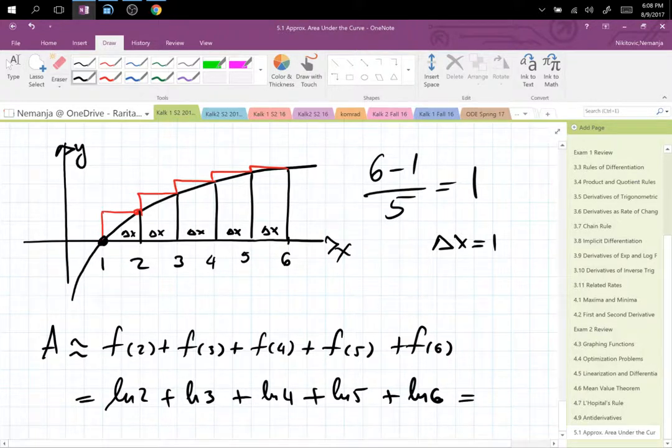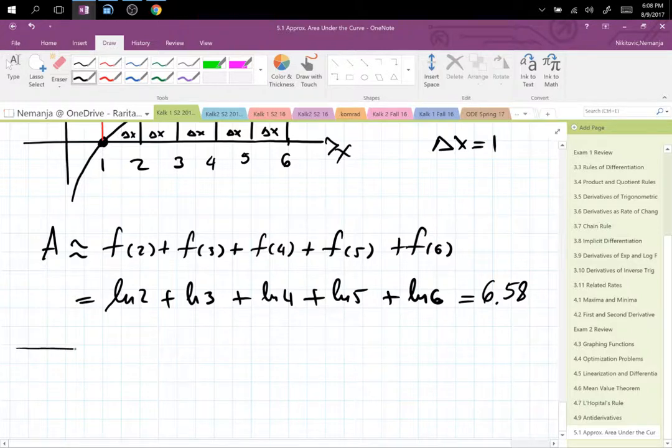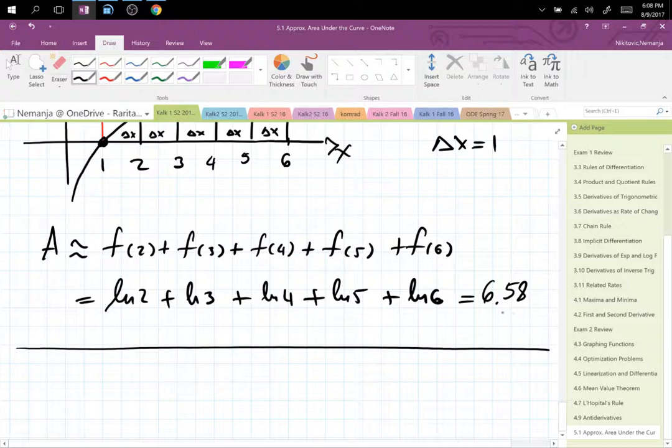Two decimal precision, 6.58. To the nearest hundredth. Cents, right? What happened? All right. Two decimal place precision.